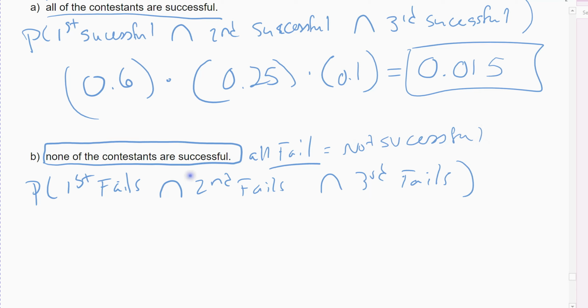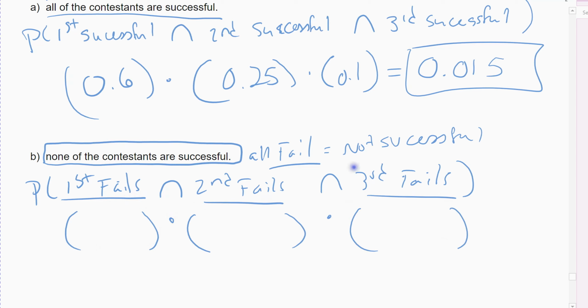It's an and statement, and they're independent events. So all I need to know is, what's the probability the first guy fails? Multiply it times the probability the second guy fails. Multiply it times the probability the third guy fails. Well, these are complementary events. This is the opposite of being successful.